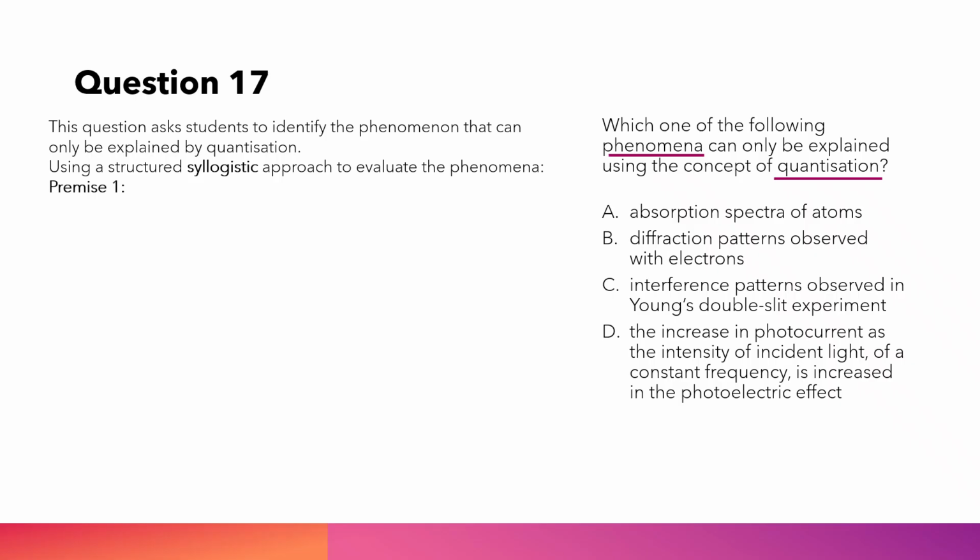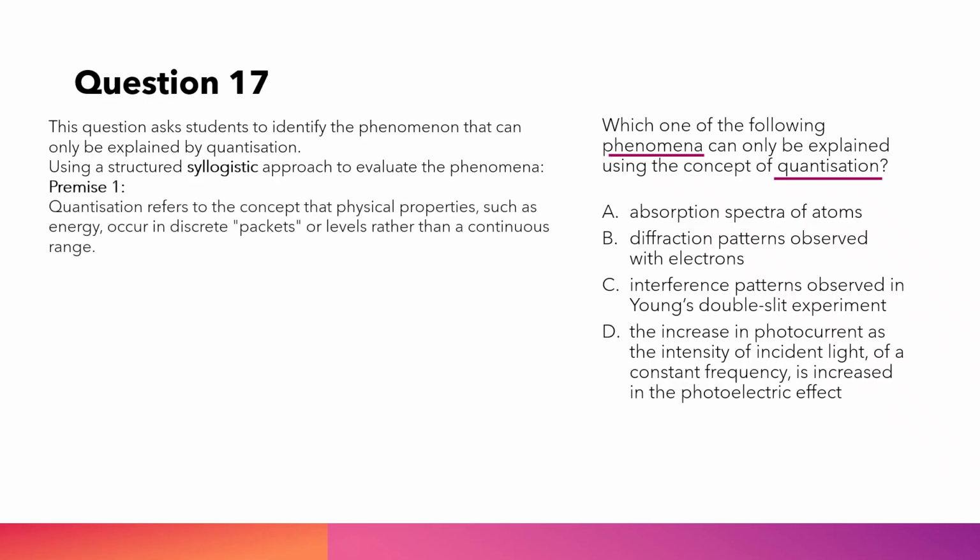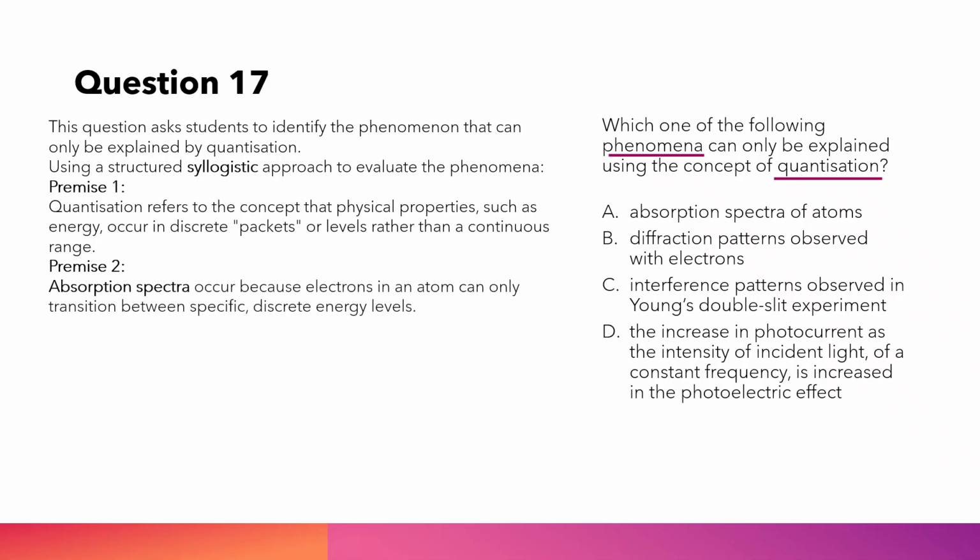Premise 1. Quantization refers to the concept that physical properties, such as energy, occur in discrete packets, or levels, rather than a continuous range. Premise 2. Absorption spectra occur because electrons in an atom can only transition between specific, discrete energy levels. This requires the absorption of a photon with an energy exactly equal to the difference between those levels.